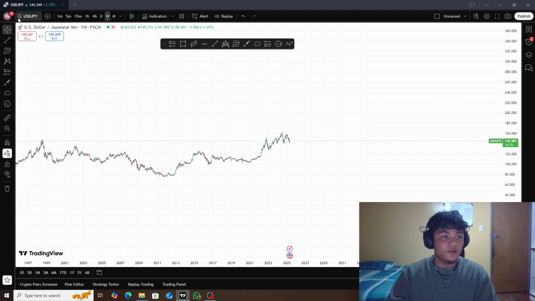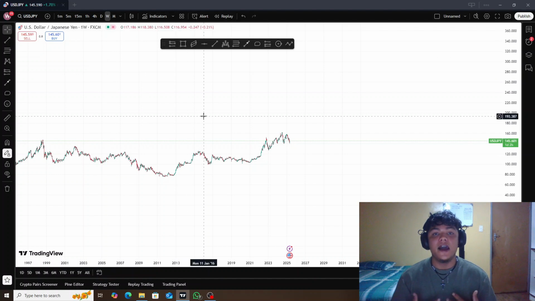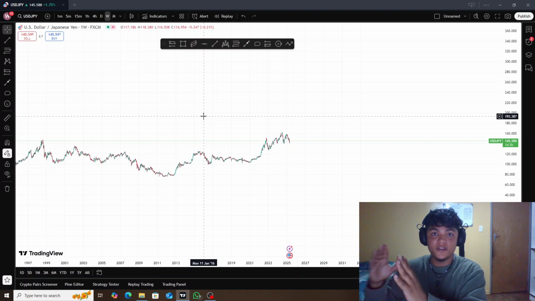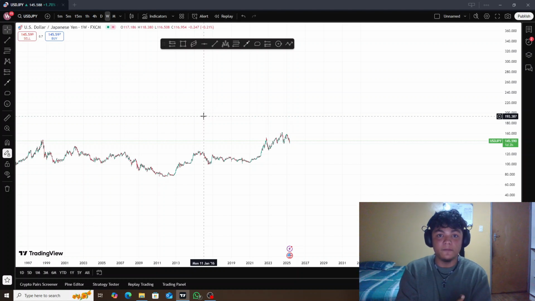So we are looking at USD JPY on the weekly time frame. I like to do top-down analysis. So that's basically when you start off with the bigger time frames and you work your way towards the smaller time frames. When you do that, it just gives you a much broader vision about what's happening in the market, the direction and so forth.